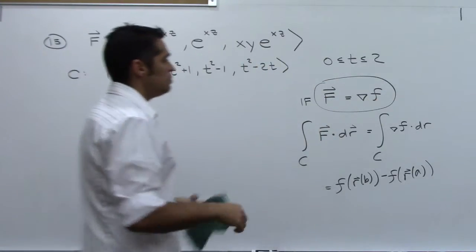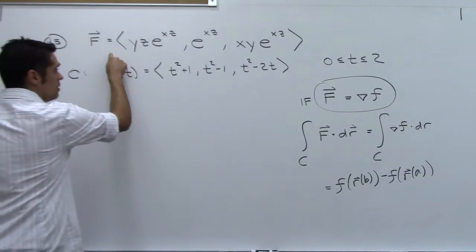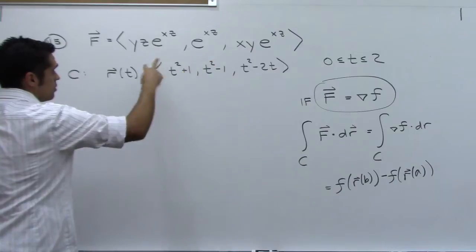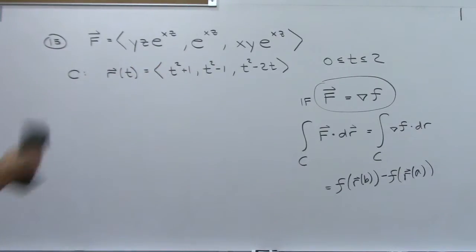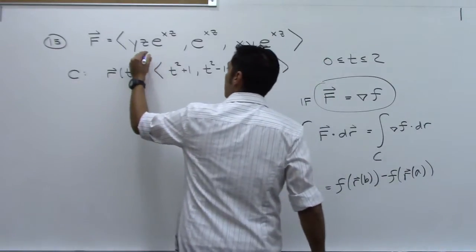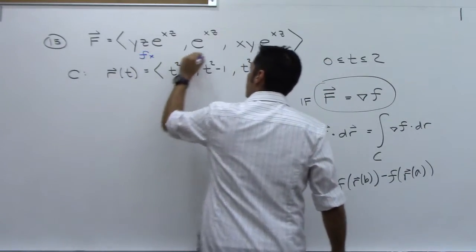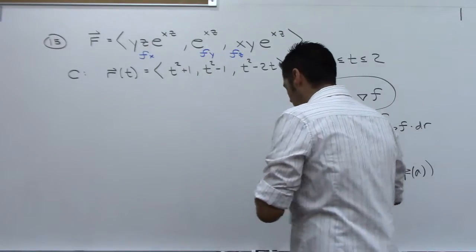Now, at this point in the class, we don't have a way of checking to see if this is a conservative vector field because it's three-dimensional. If it were two-dimensional, we'd be able to do it with the partials, but it's three, so we can't. Later on, we'll have something. So I'm just going to guess that maybe it is. So I think this is the gradient of something. If it is, that's the partial with respect to x, that's the partial with respect to y, and that's the partial with respect to z of that scalar function.